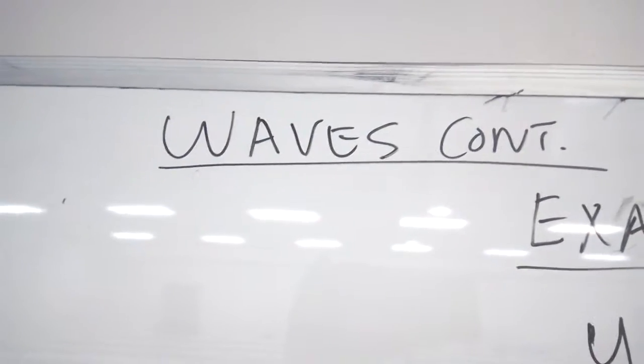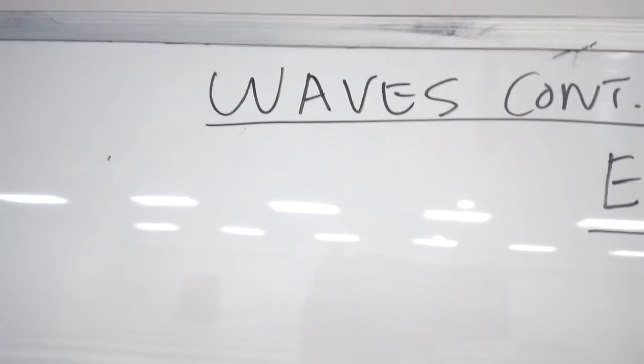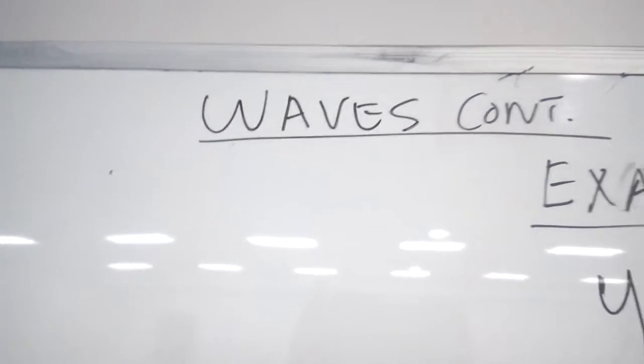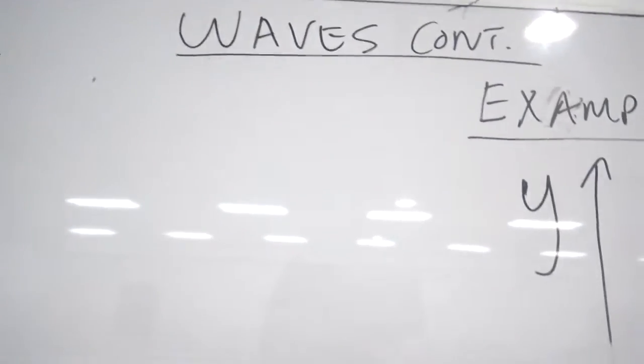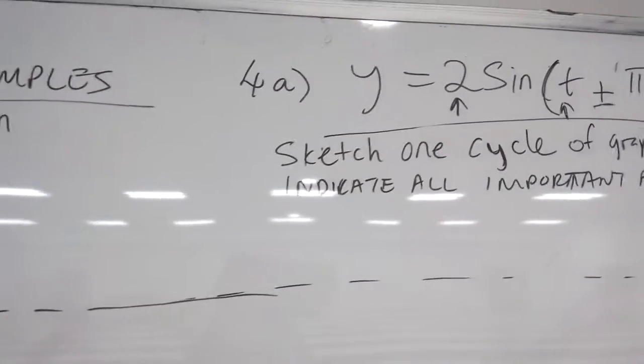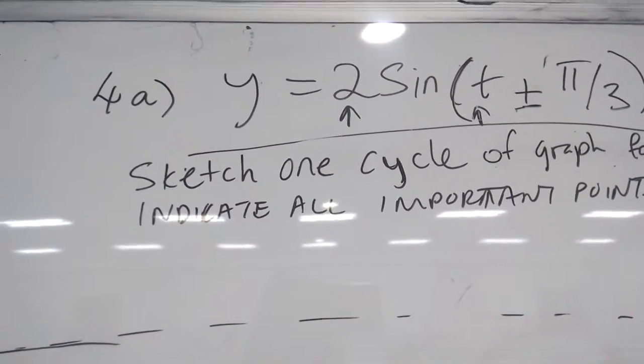Right, good afternoon. We are continuing on waves. So we are continuing what we started in the notes. I'm going to give you an example of a sinusoidal wave. This particular wave is a sine wave. It's number 4a. Example 4a.